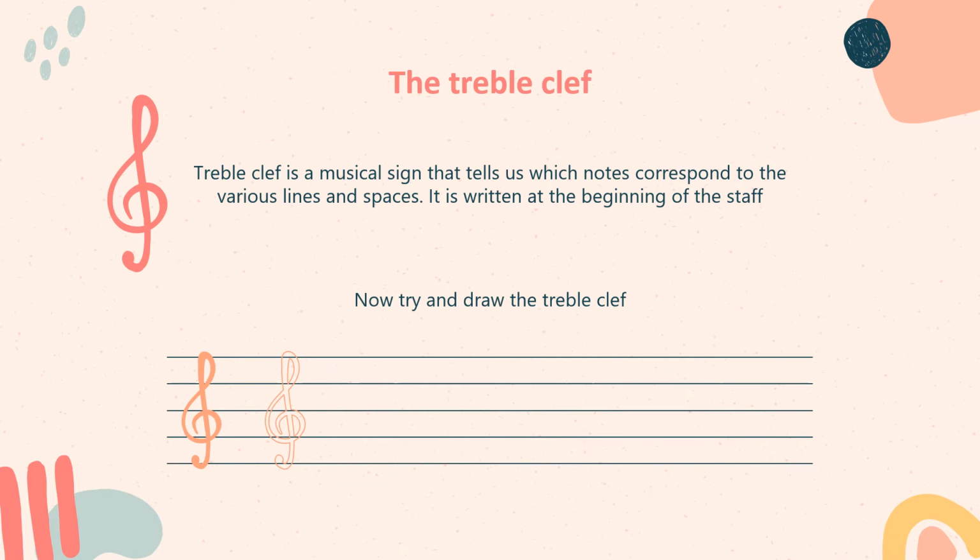Next. Okay, so the treble clef is a musical sign that tells us which notes correspond to the various lines and spaces. It is written at the beginning of the staff. That is why I discuss it right after the staff. The next thing we put is the clef to identify the pitch of the song. Okay, so next.